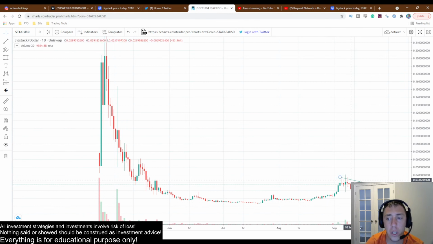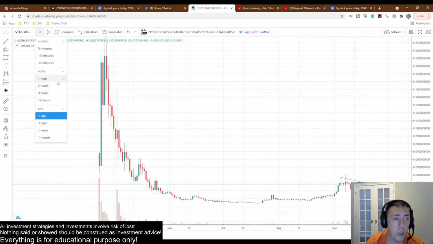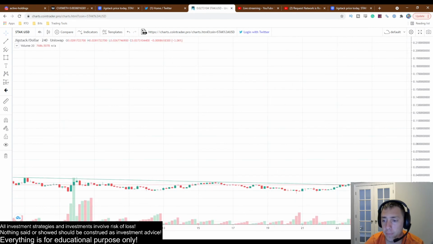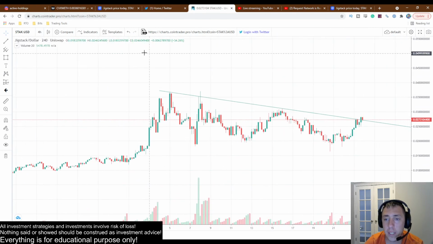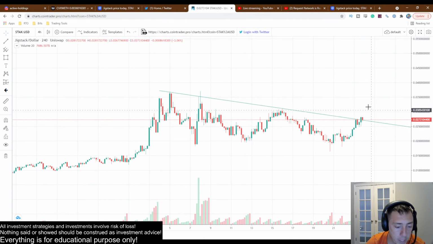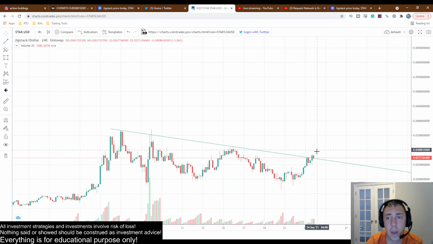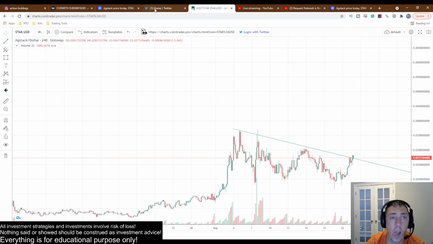We have an impulse, corrective structure, and we're just now breaking to the upside. You guys can see that. Breaking to the upside. Very nice support resistance flip. So now what's going to happen? Pop to the upside. Beautiful, right?